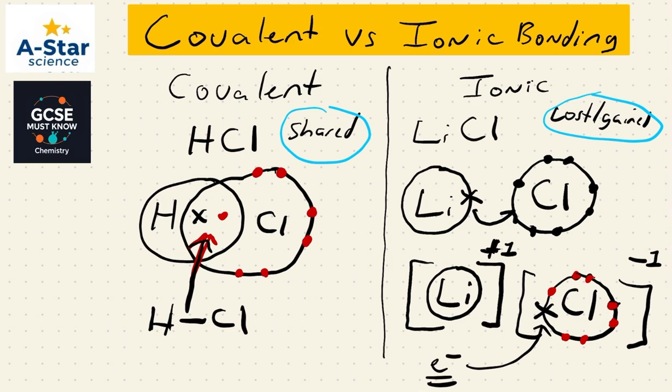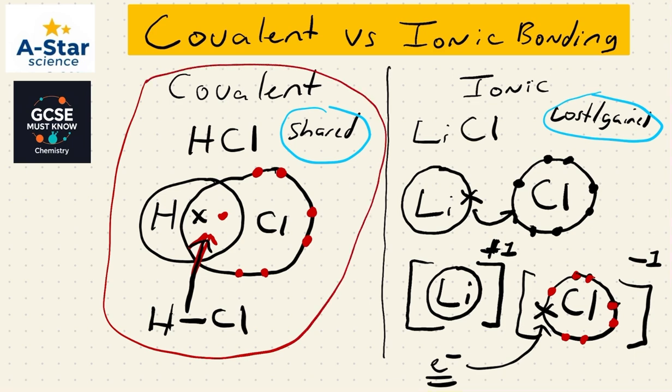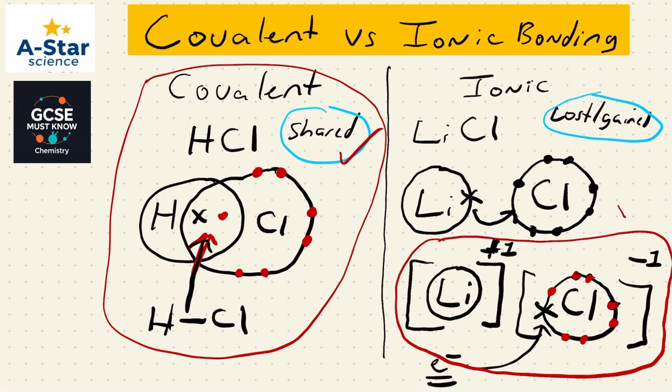On this side, we have the covalent bonding, and electrons are shared. We have to remember that. And on the right-hand side, we have the ionic bonding, in which electrons are lost or gained. And you must remember to put the charge numbers on the left and right of the particular ions, remembering that an ion is a charged particle.